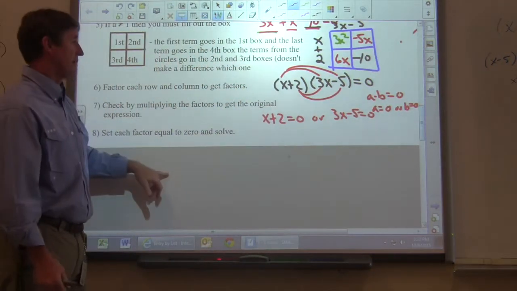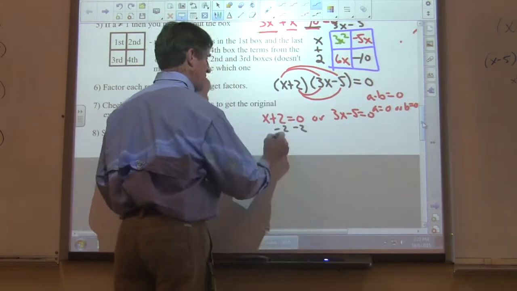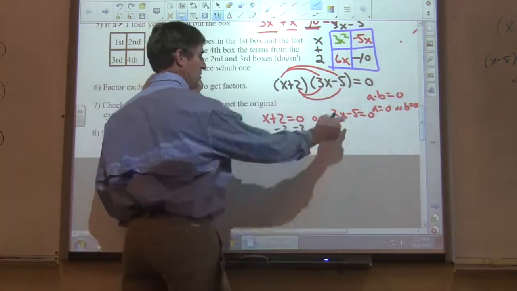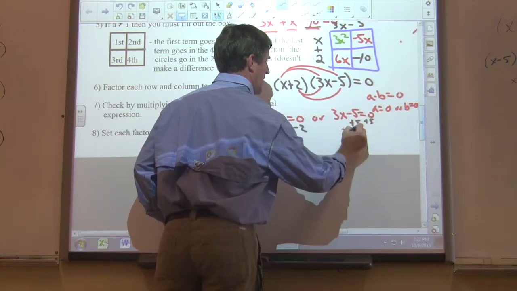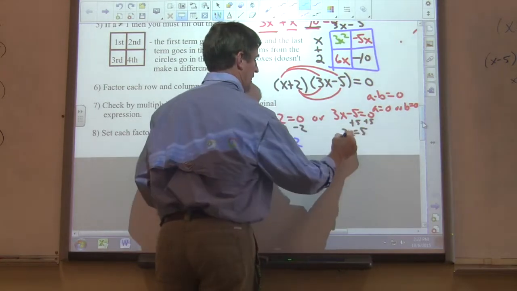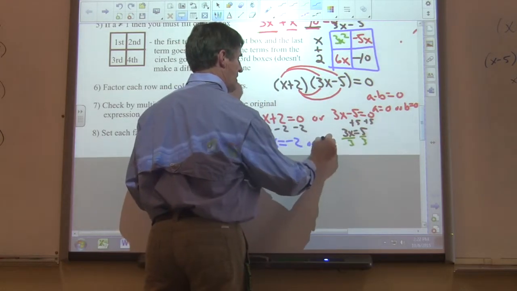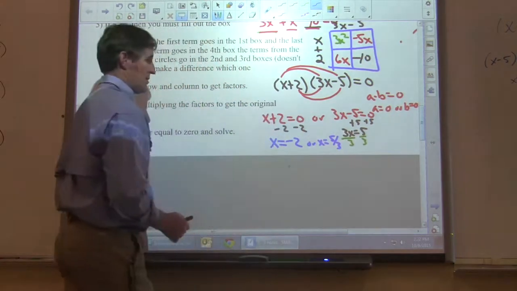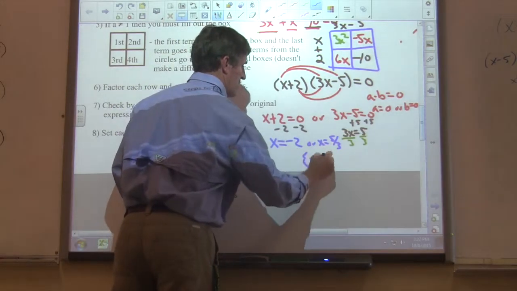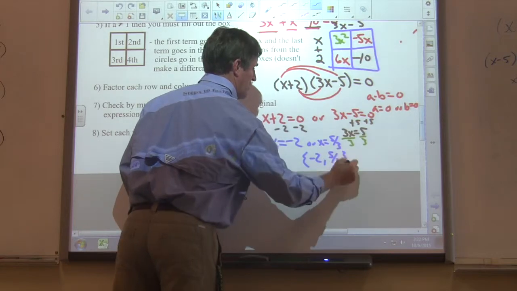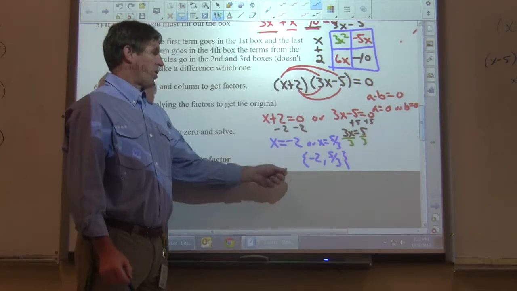And so now you just solve for x. So I subtract 2, and so I get x equals negative 2. Over here, I add 5. So I get 3x equals 5. Then I divide by 3. And I get x equals 5/3. Now, the book will sometimes leave it that way. I'd prefer if you wrote your answers negative 2 and 5/3. All right? So we found the answer.